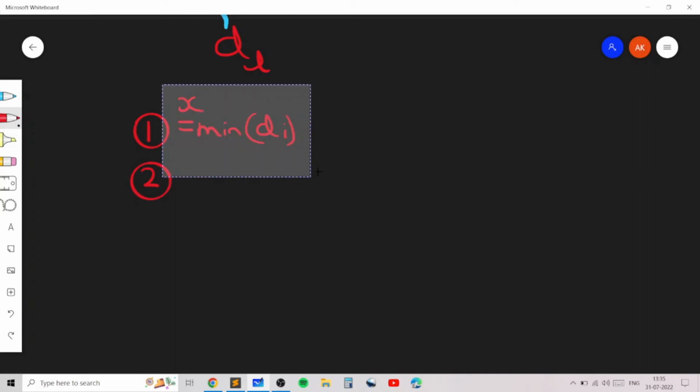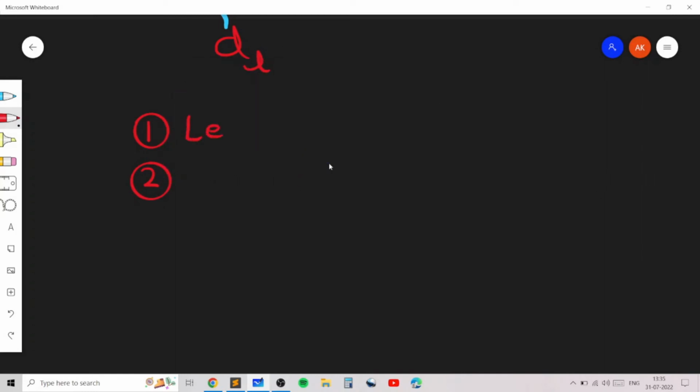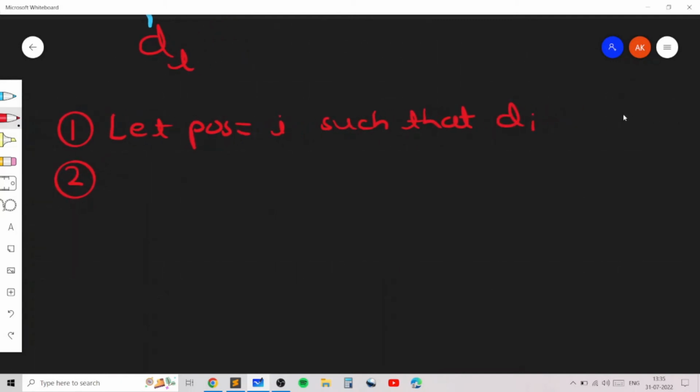So the full solution will basically rely on, the first step is finding the min di. So let x equal the min di. Then we know that we should connect to this value of di. So let pos equal i, such that di is the min, d of pos is the min. Let pos be the index such that b of pos is the minimum element in the whole array.